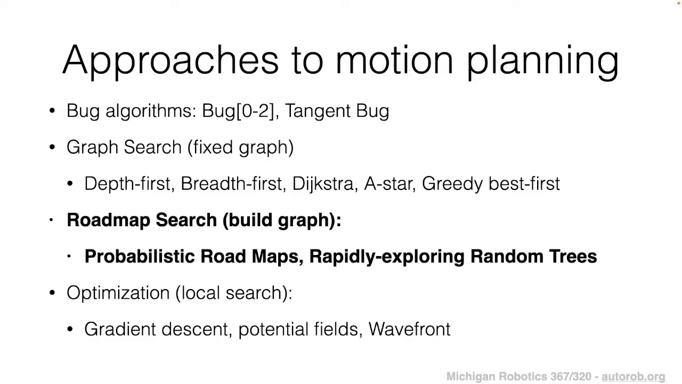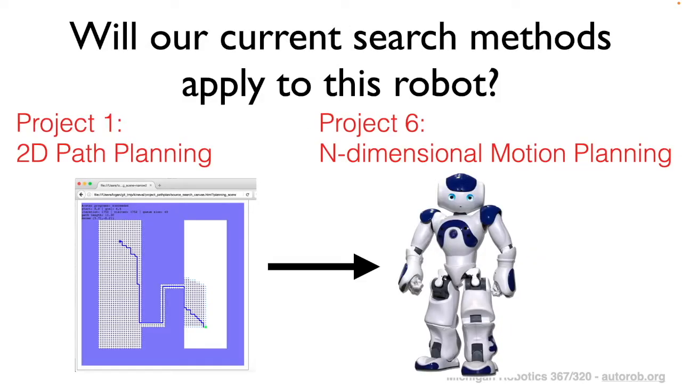So to start moving in this direction of roadmap search, the first thing we could do is ask whether our current search methods, notably the graph-based search algorithms we looked at for 2D path planning, could be extended and applied to more complicated robots that exist beyond 2D space.